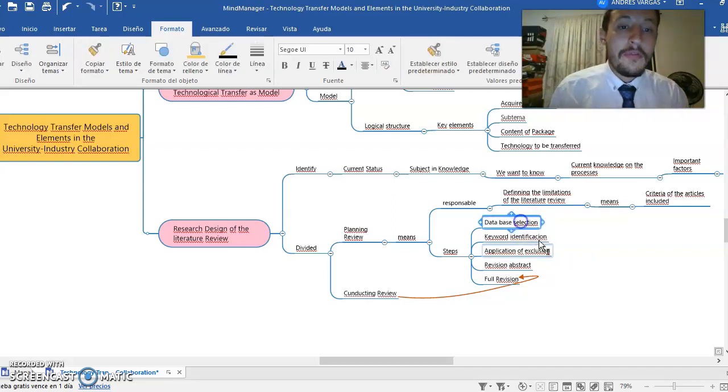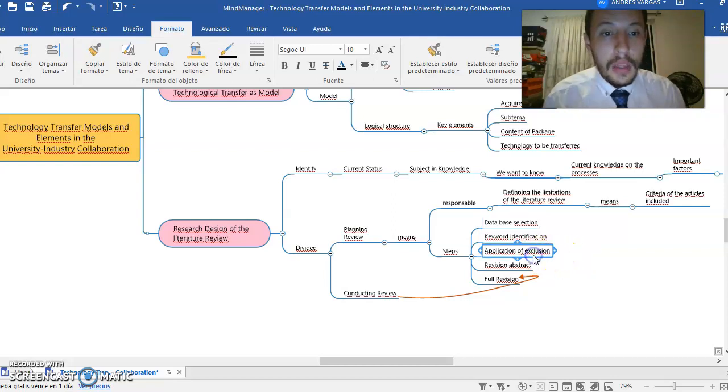We have a different database, right? As a university page, as an example. We have a keywords identification, as for example, right now, innovation or technology transfer. Application of the exclusion: so I have to say, okay, this is an important topic, so I'm going to take it out, or I'm going to take advantage of it.